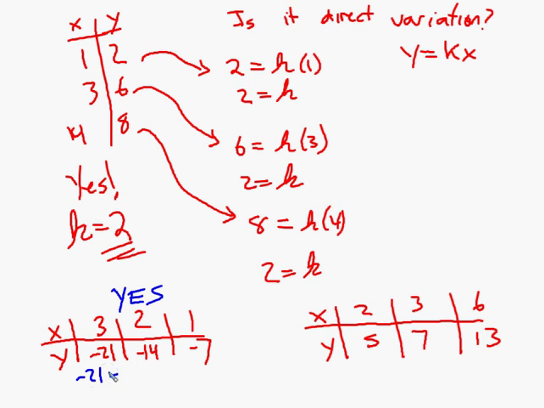Negative 21 equals k times 3. Divided by 3, k is negative 7. I expect to get negative 7 each time. Negative 14 equals k times 2. Divided by 2, k is negative 7.